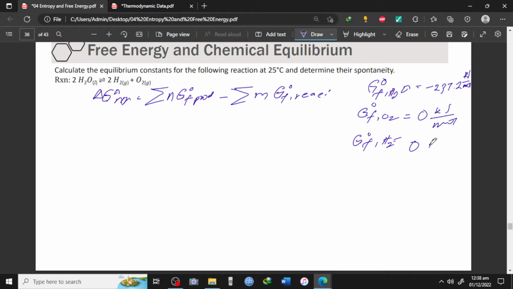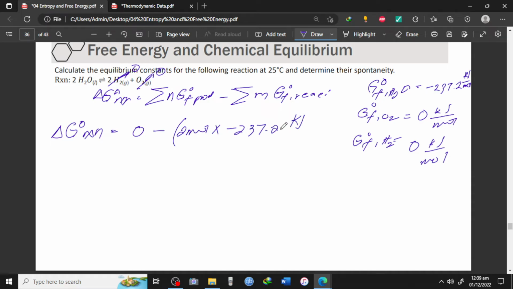Eto, 0 kilojoule per mole. Okay, so technically, yung product natin na statement ay parehas na 0 na. So, no need na nating isolve yung part na yan. Or, kung ilalagay natin siya sa formula natin rather, ang mangyayari lang dito is 0 na yung product natin, minus doon na lang tayo sa reactant. So that is 2 moles ng water multiplied by negative 237.2 kilojoule per mole.